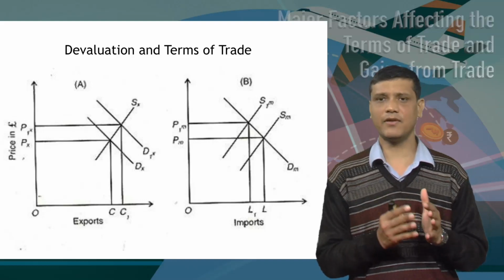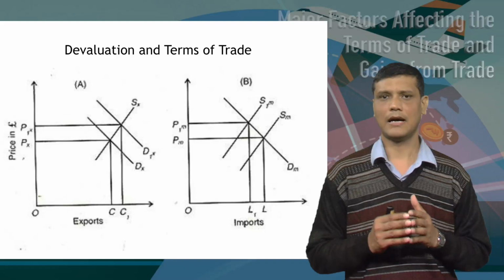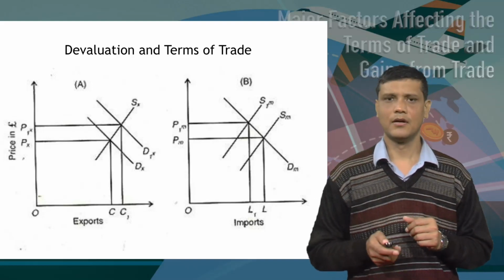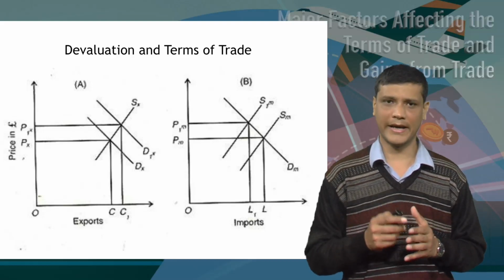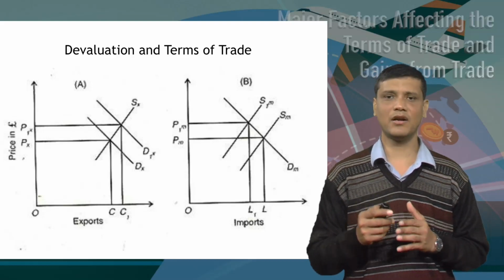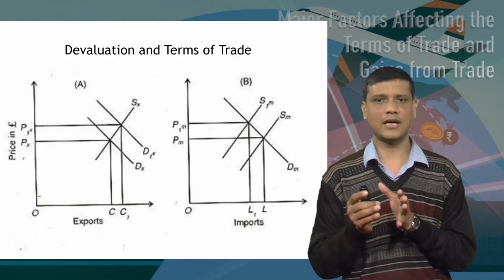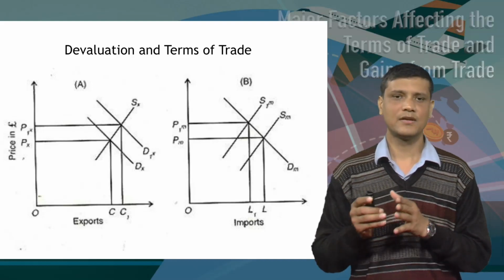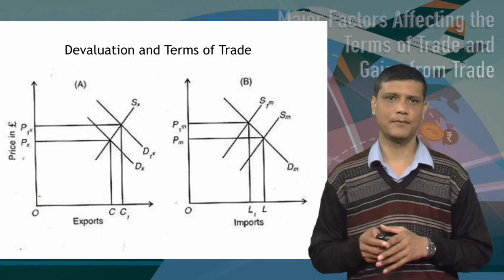In the diagram, the pre-devaluation price of OC exports is OPX and that of OL imports is OPM. The post-devaluation export price rises to OP1X when the demand curve shifts upward, and the import price rises to OP1M with the shifting of the supply curve to the left as S1M.